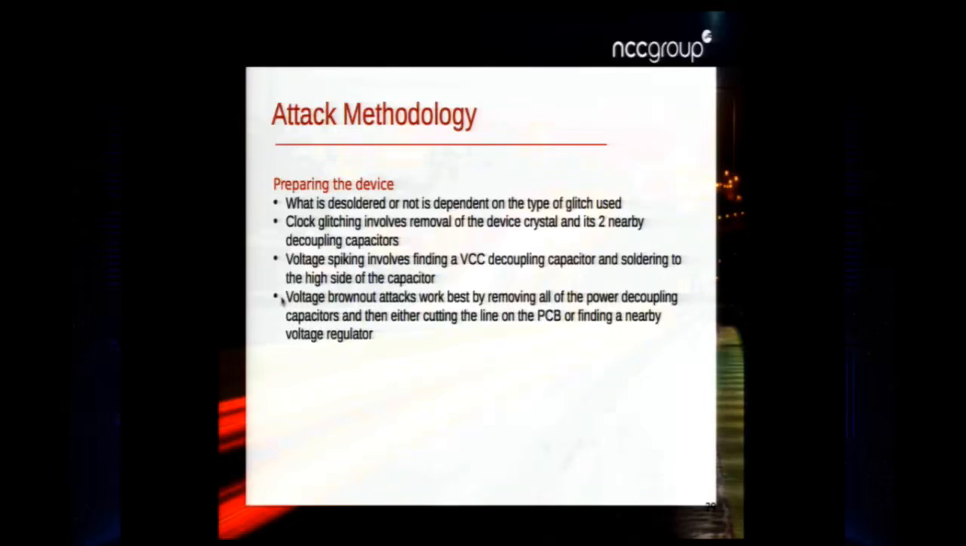As an example for the voltage spiking attack, you can look at the ChipWhisperer Lite tutorial, which does exactly this. It has you solder a wire to the high side of a power cap, and lets you do voltage glitching like that. If you're doing a brownout attack on a device, it's best if you either just remove the device altogether, or find the voltage regulator directly connecting to it, and then remove any sort of decoupling capacitors.